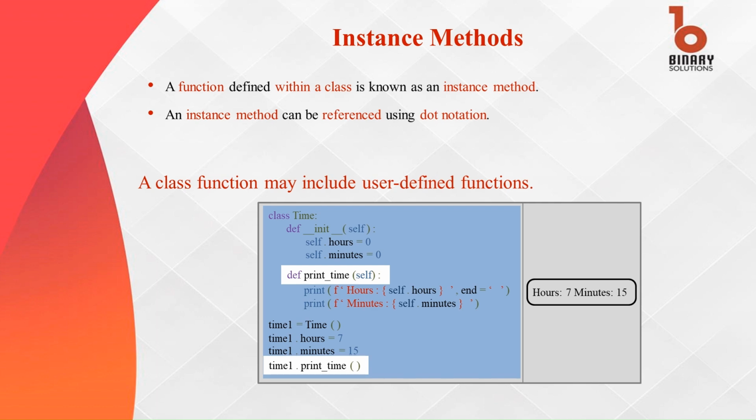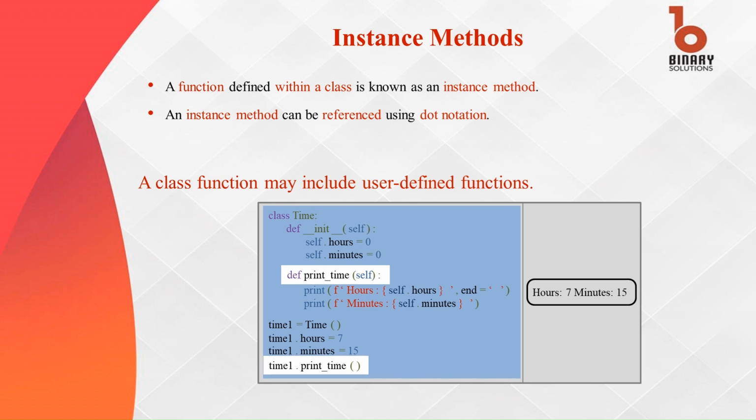An instance of the time class, time1, is created and its attributes are assigned the values 7 for hours and 15 for minutes. The method printTime is then called using dot notation, which prints the values of time1 hours and time1 minutes. The output of the program is hour 7 minutes 15. This example demonstrates how instance methods allow objects to perform actions, making classes more functional and dynamic.